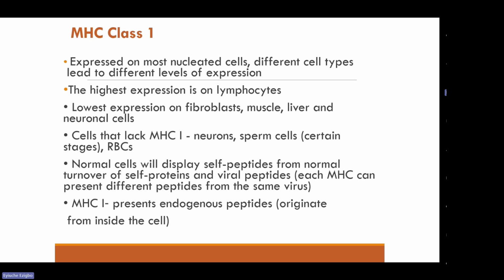So go back to your transfusion reactions and check the transfusion reactions that are caused by these cells. The lowest expression is on fibroblasts, muscles, liver, and neuronal cells. The highest expression is on the lymphocytes. Cells that lack MHC1 include neurons, sperm cells, and RBCs. Normal cells will display peptides from the normal turnover of cell proteins, and viral peptides.